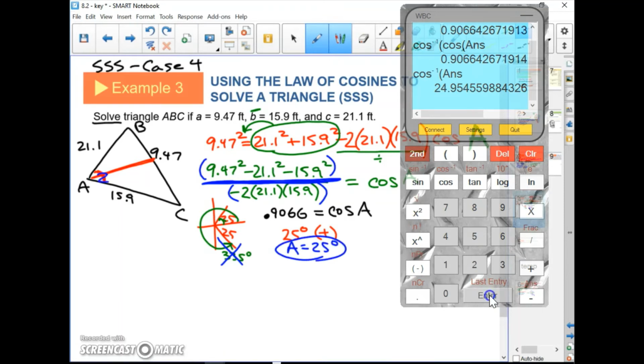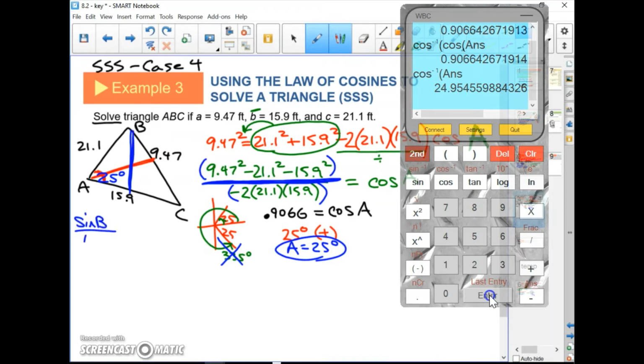And so I might go ahead and label my picture with the 25. And then we're going to have to do law of sines to figure out the next angle. Okay? Remember what I said though. When you've got your choice of either B or C, pick the smaller of the two angles. So which angle is the smaller remaining angle? B. So let's find that smaller remaining angle.